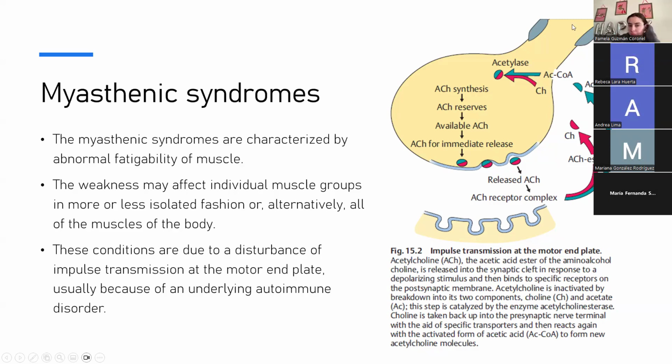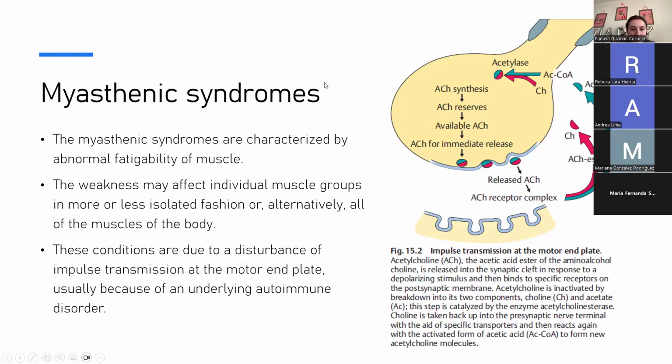So here we have, for example, what we saw last week: how the acetylcholine arrives at the axon of the neuron. The neuron releases the acetylcholine, and then the acetylcholine binds to the receptor in the muscle, and then the muscle generates an action potential and contracts. That's basically what we need to understand. And then we're going to see these syndromes and this pathology.